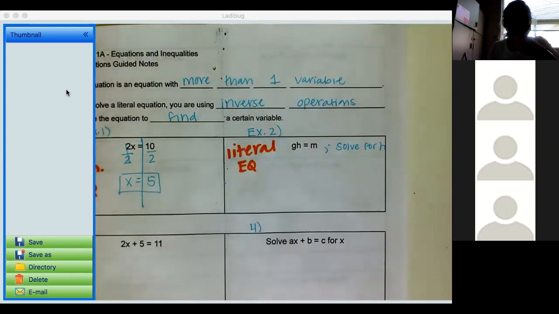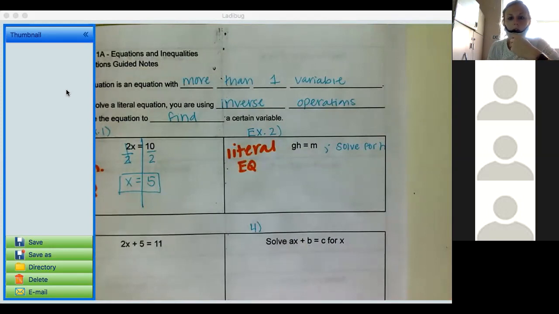Every year I have kids get confused with this, and I'm like, y'all, this is just like the other stuff we were doing, okay? It should not confuse. It's easier because there's no numbers. Let me show you, okay? All right, so check this out.